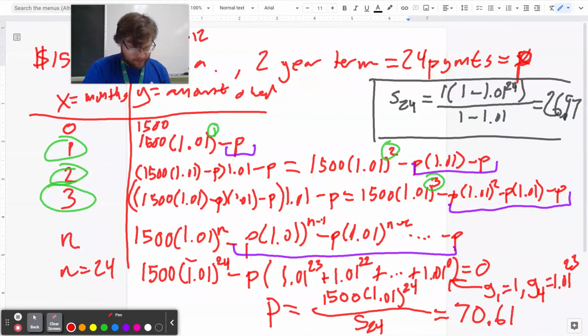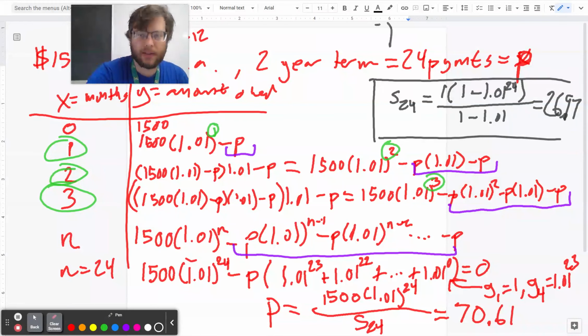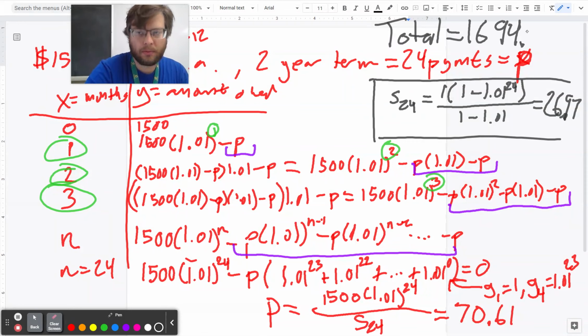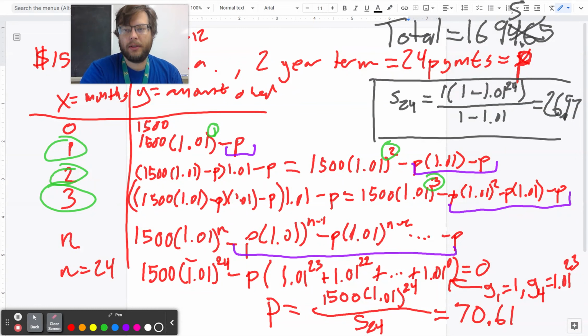That's the payment. And then part B, how much does he actually need to pay? There are 24 payments of that, so I just multiply by 24. The total equals 1694.65. Oops, they said to the nearest dollar, so 1695. So it looks like they paid about $195 in interest over the course of the loan. So there you go. That was question 6.